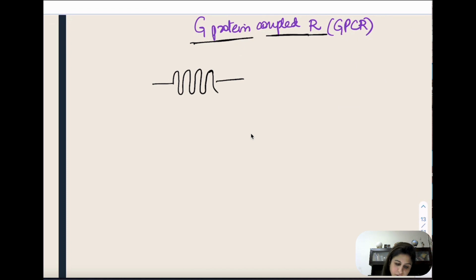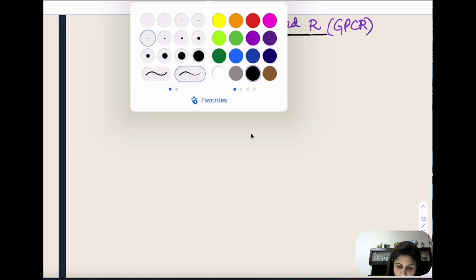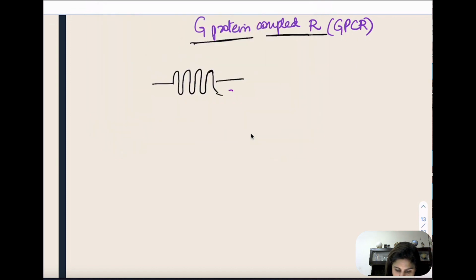And at this end there is a special type of protein attached, and this is called the G protein. The G protein has 3 parts: there is an alpha part, a beta part, and a gamma part. So this is the structure of a G protein coupled receptor. And because of such a peculiar structure, we have other names for this. It looks like a snake.